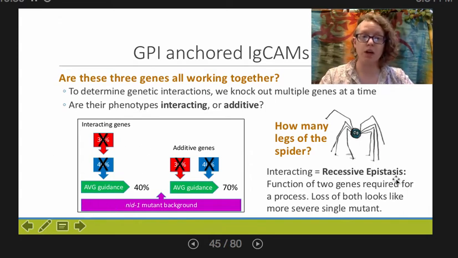Recessive epistasis is a word I want you to understand. It is when the function of two genes is required for a process, and so loss of both of the genes looks just like the more severe single mutant phenotype. With this in mind, and it's really important that you understand this, if you don't, pause, study this, try and make sure you understand why this phenomenon is 40%, whereas this phenomenon is 70%, then come back. Okay? And then we're going to move on and ask a question with this example.